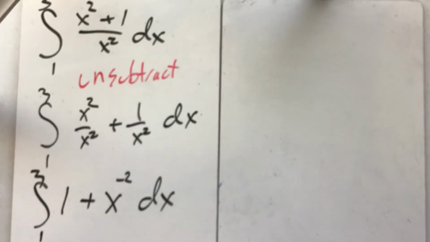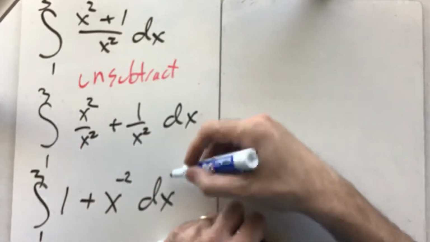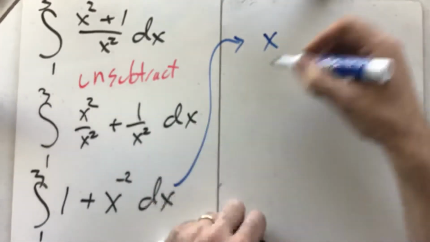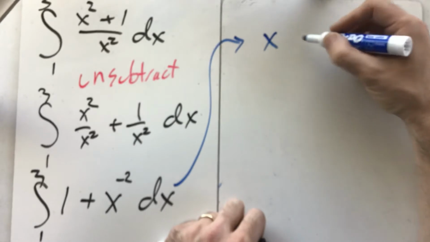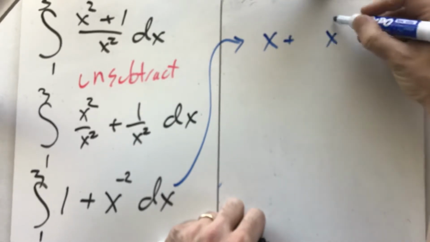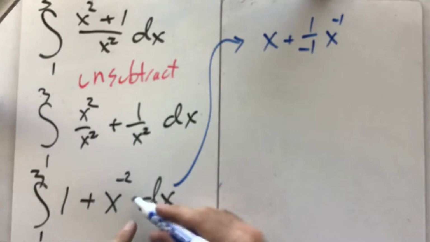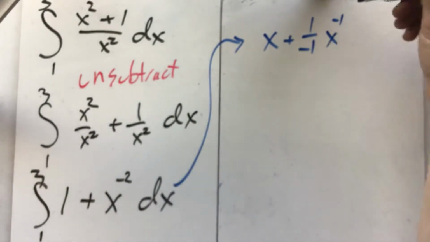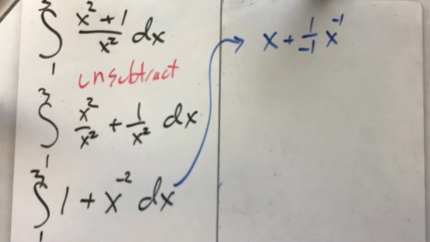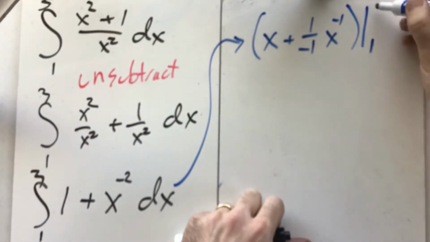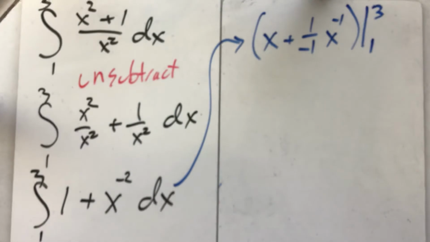Now we're ready to take the antiderivative, and so the antiderivative of that problem is x. Let's see, what happens to the x to the negative 2? It's going to become x to the negative 1, and then we have 1 divided by negative 1. Negative 1 because if you add 1 to negative 2, you get a negative 1. It's tempting to go the wrong direction here, but that's actually what it is. And then we put our line, and we put 1 and 3 on it.